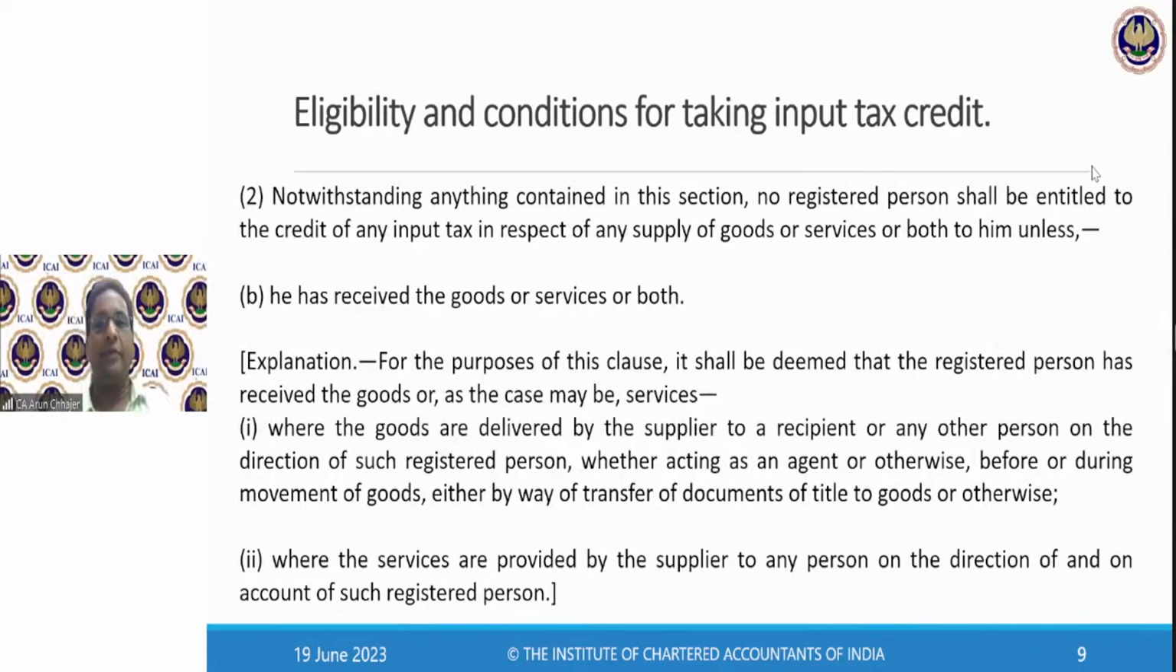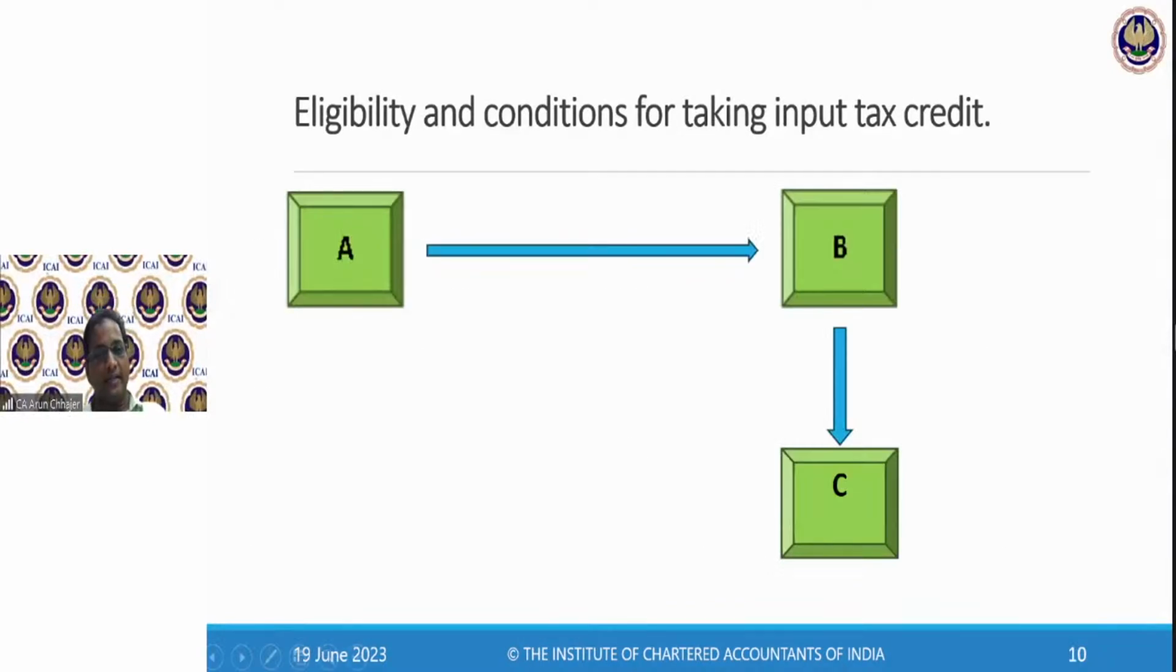Chalo. Let me talk about what is the bill to ship to model. In case of the bill to ship to model, there are three parties. Let's say A is from Delhi, B is from Maharashtra, and C is from Delhi. You have to give me the answer for certain points.